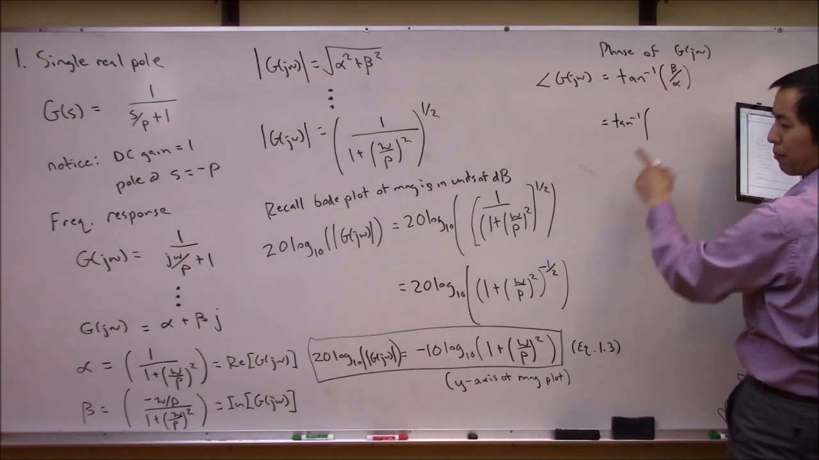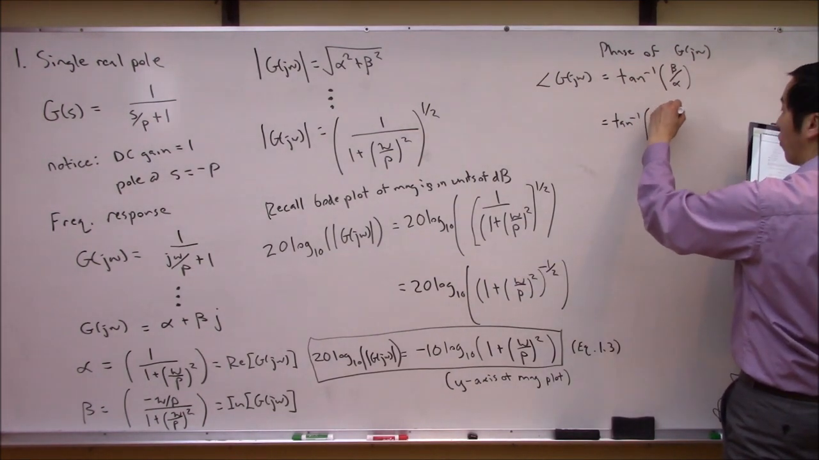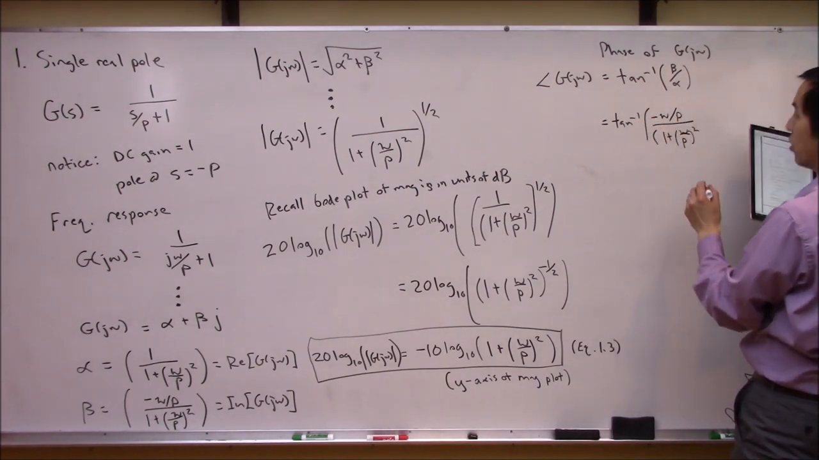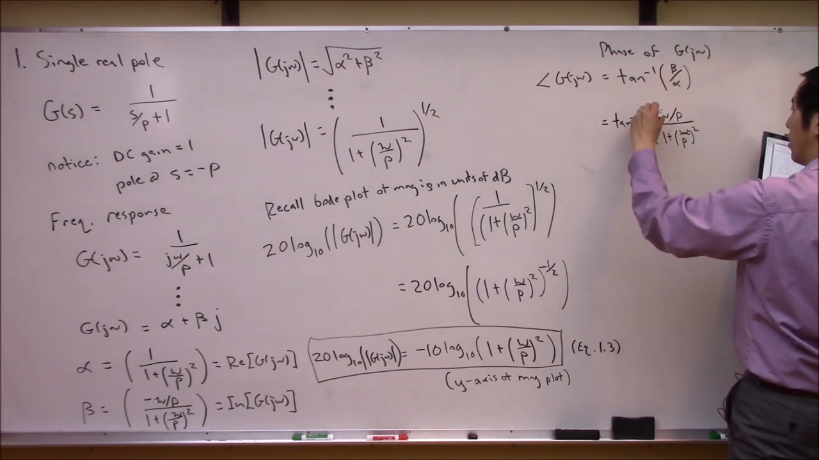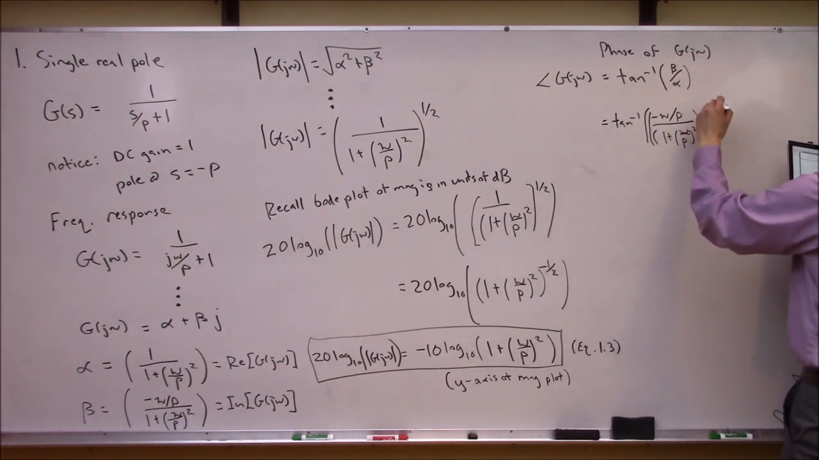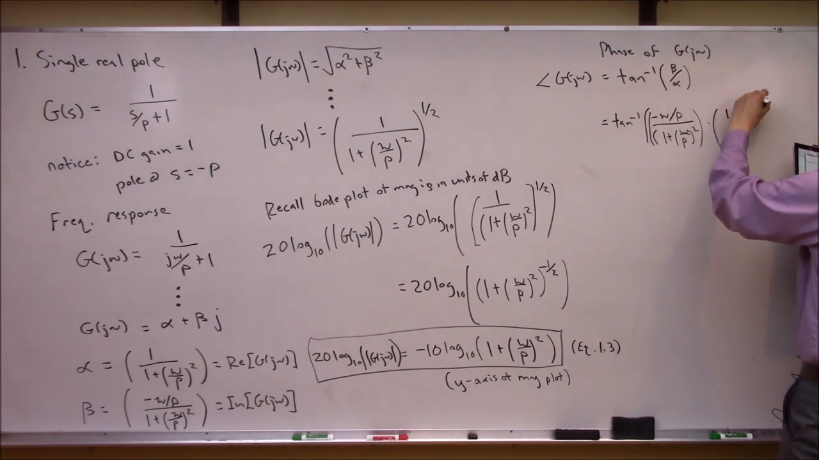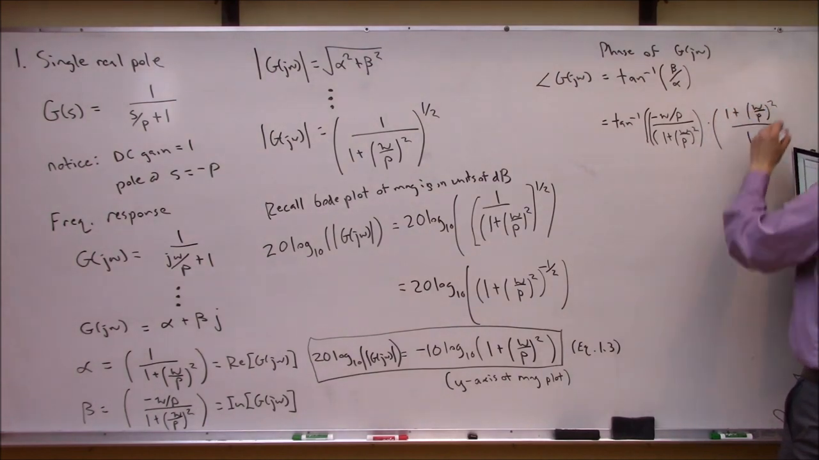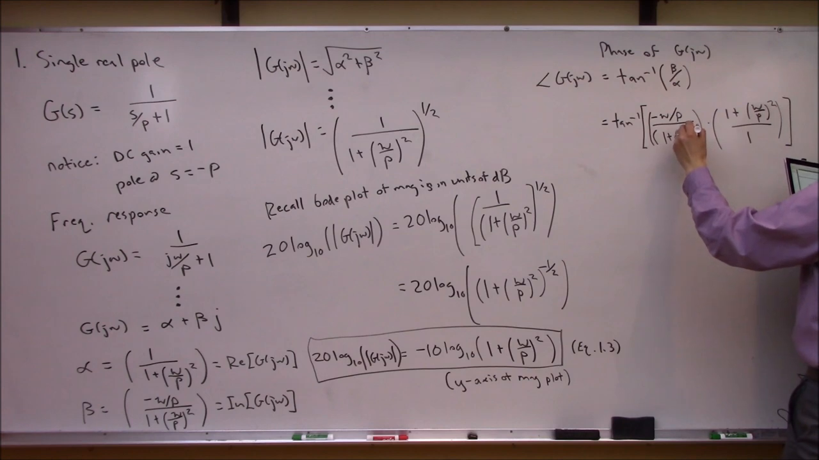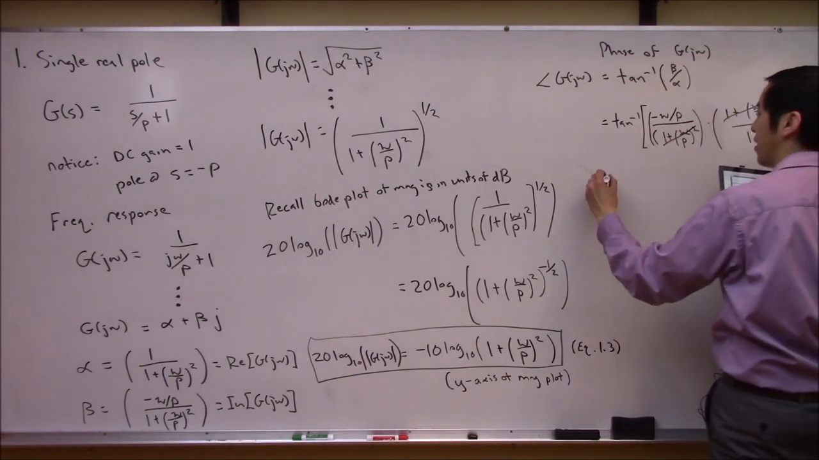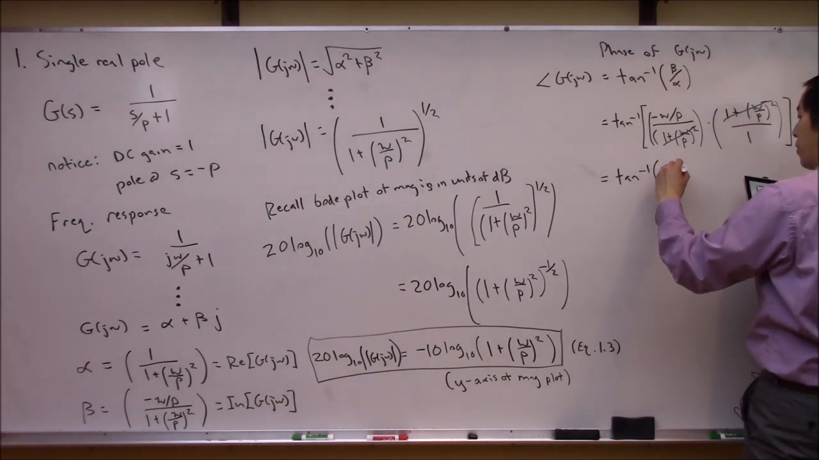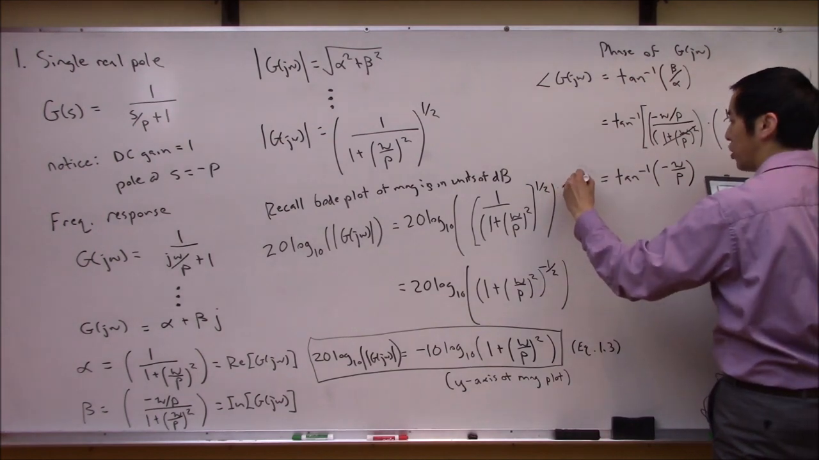of, okay, what was beta? Beta was that ugly thing: minus omega over p all over 1 plus the quantity omega over p squared. This was my beta, divided by, or I guess I'll flip this, the alpha, so this is now 1 plus omega over p squared all over 1, and then this closes the inverse tangent. Great. Okay, so this cancels and this cancels. This is actually really nice. The angle formula comes out pretty reasonable. It's minus omega over p. Okay, so here's the angle of G of j omega.